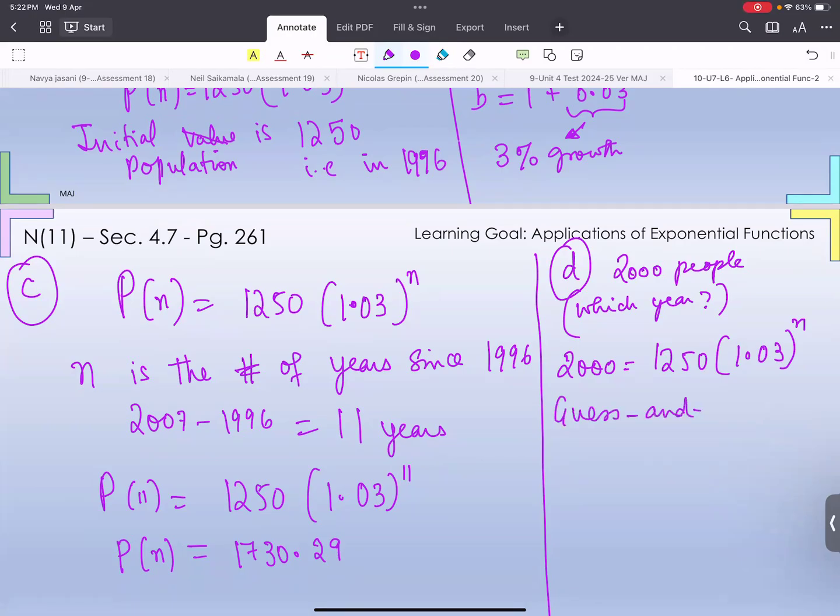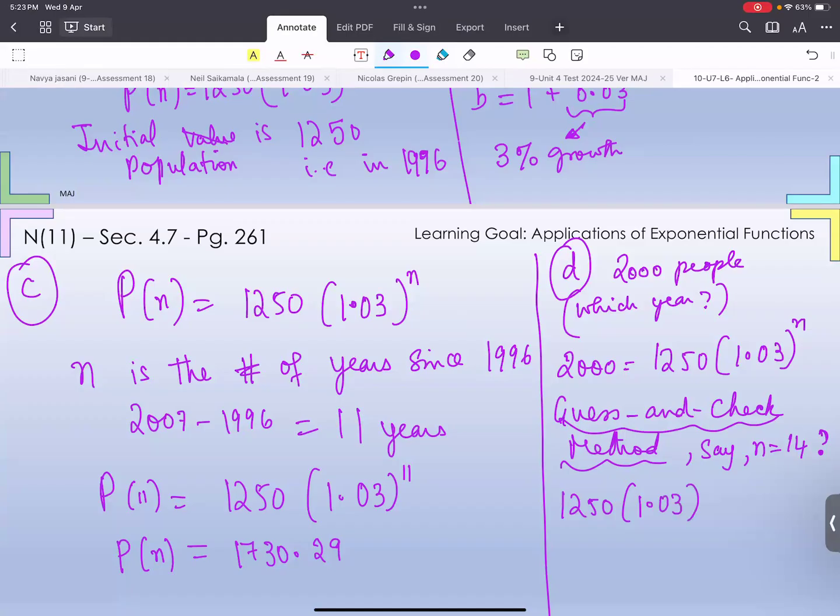There is another method using logarithms, but we'll get to that much later. Not much later, maybe a week or right after the spring break, okay? So guess and check method. Say n is equal to 14. So let's do 1250 multiplied by 1.03 to the power of 14.